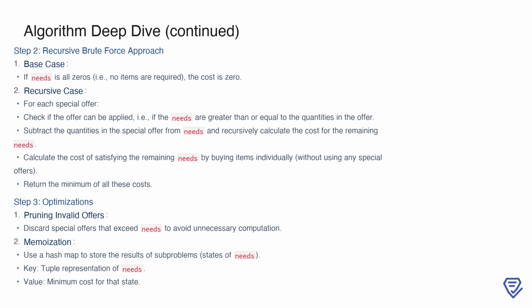To improve efficiency, we can prune invalid offers, those that exceed the needs, and use memoization to store the results of previously computed states. By representing needs as a tuple, we can use it as a hashable key in a hash map, allowing us to quickly retrieve stored results and avoid redundant calculations.